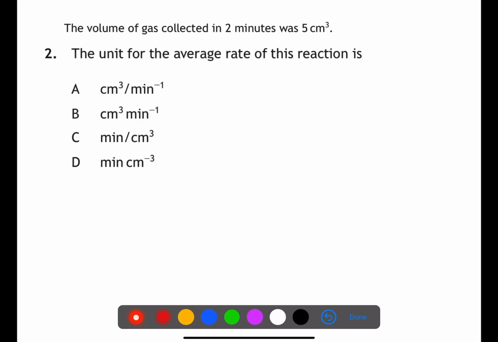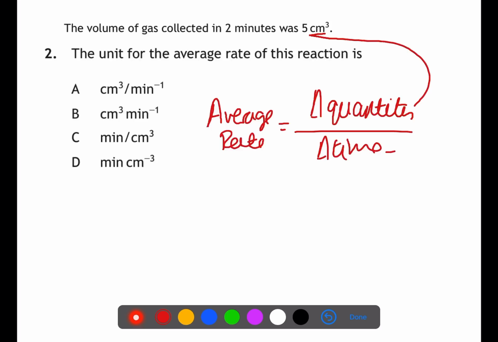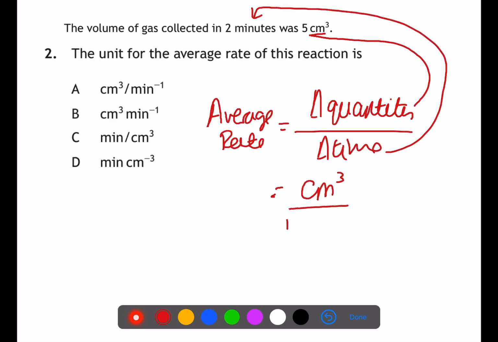The second question is looking at the unit for average rate. So again, using the same equation, you can work out what your units should be. You have delta quantity divided by delta time. The unit for quantity is centimetres cubed and the unit for time is minutes. Here we have centimetres cubed divided by minutes.